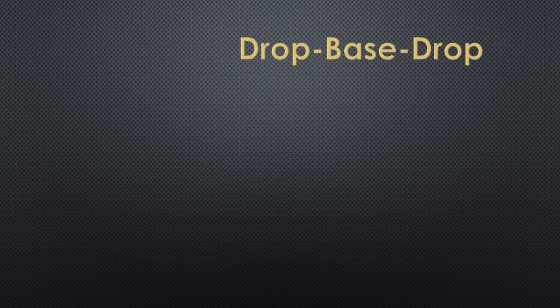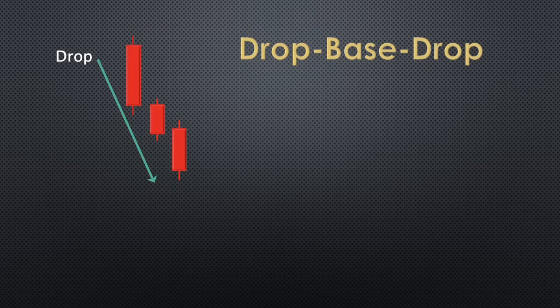Finally, let's break down the drop-based drop. First, we have a clear drop. The market is in a downtrend, and sellers are dominating. The price then pauses briefly, forming a base. This isn't a sign of a reversal, but rather, it's a moment where institutions are setting up for the next wave of selling.